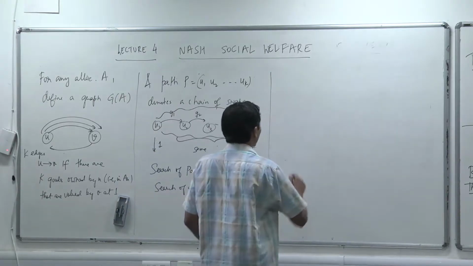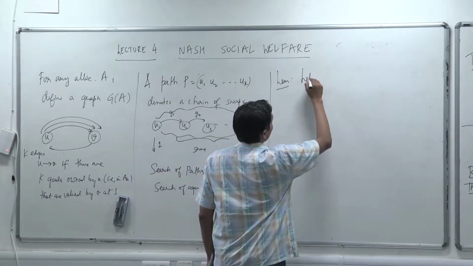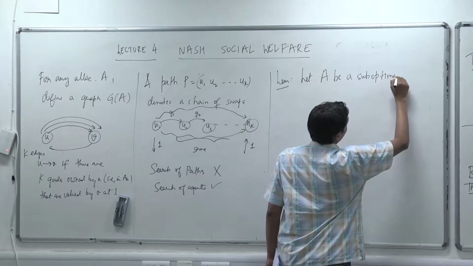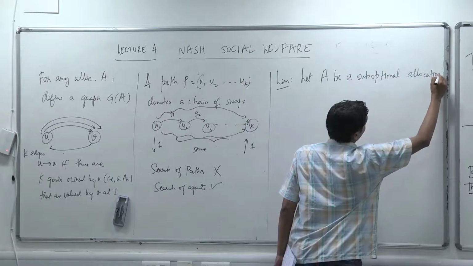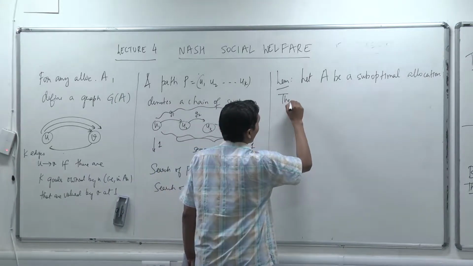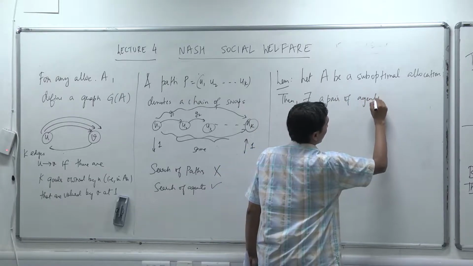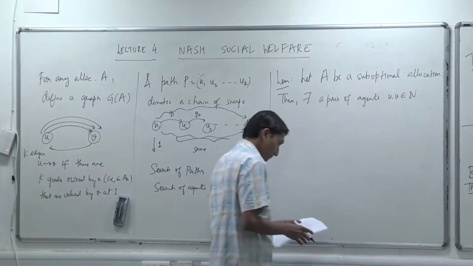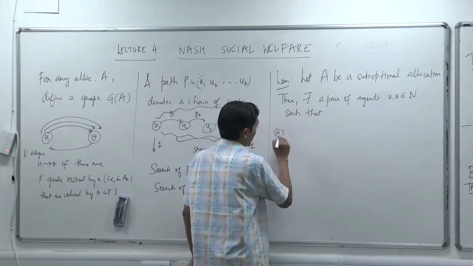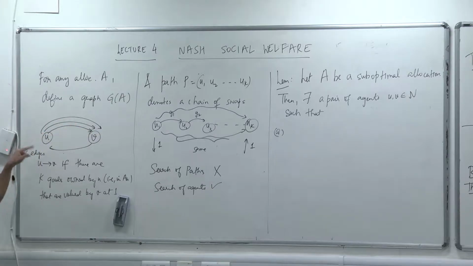Okay. Let me write down a lemma that formalizes this. So say A is a suboptimal allocation. Then this lemma guarantees that there exists a pair of agents, U and V, such that two things happen. The first is that the agent V is reachable from U in this graph, meaning there is some path from U to V in this graph.